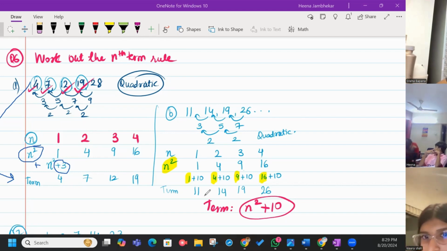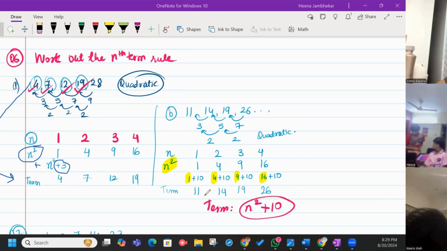Now this remains the same. Your n is going to be your first position, your second position, your third position, and your fourth position. Now you know it is quadratic, so it is going to be n square. So 1 square is 1, 2 square is 4, 3 square is 9, 16. What are the terms that we are making? 11, 14, 19, and 26.